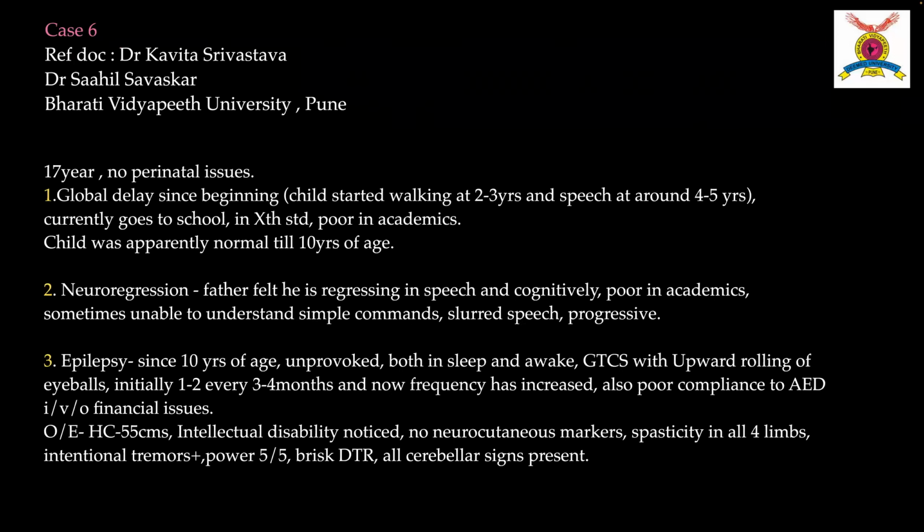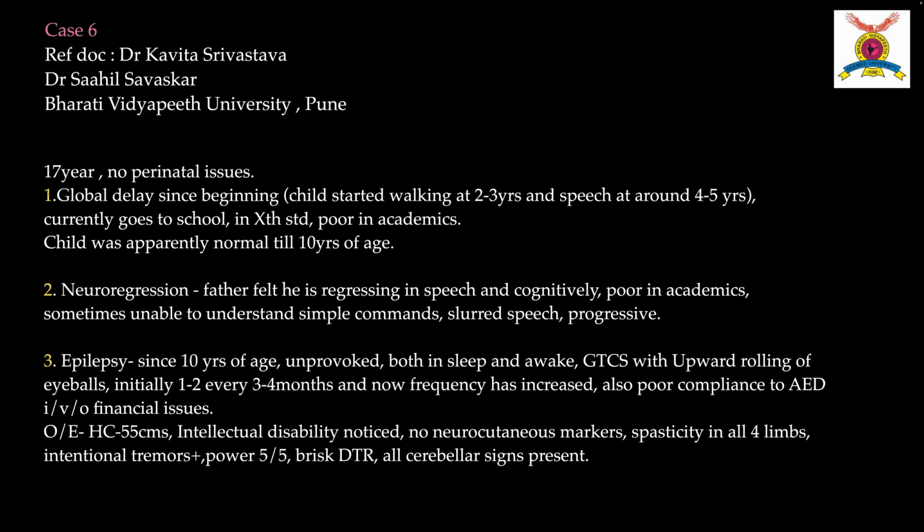Yes, sir. So he's a 17-year-old. He had no perinatal issues. There were 3 main complaints. There was global developmental delay since the beginning, delayed achievement of walking, and delayed speech. He was poor in academics, and he was completely normal till 10 years. The mother says he had walking difficulty, but not enough to make him fall. But definitely he had some spasticity, tightening of all the limbs, and was unable to do bicycling movements.